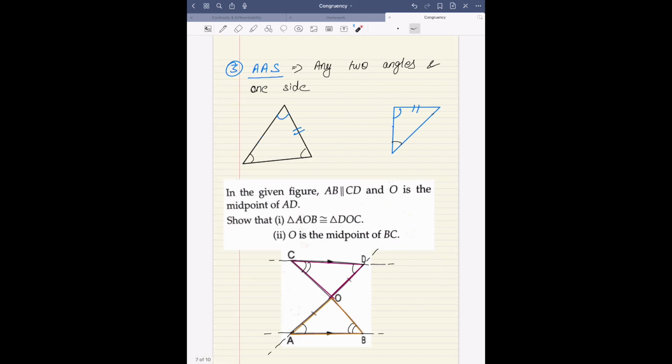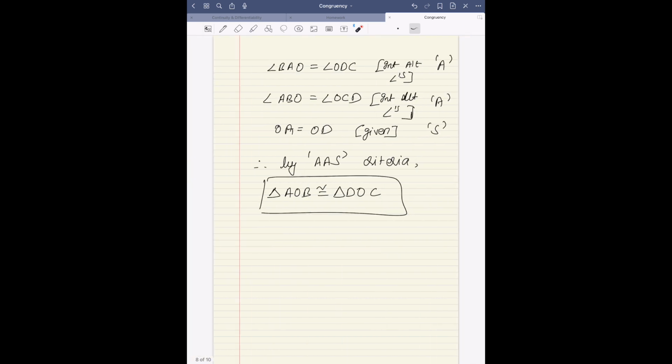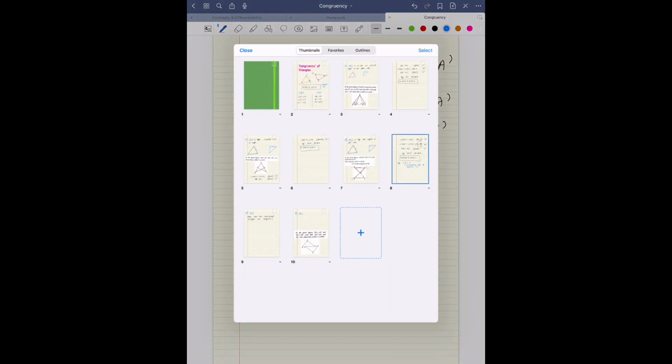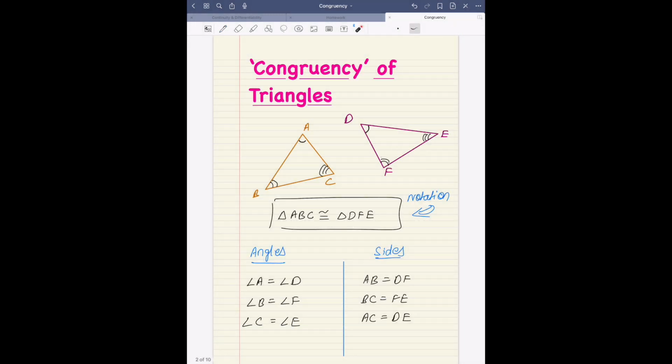Now coming to another point. Prove that O is the midpoint of BC as well. How will you prove it? New technique, by CPCT. Meaning what? CPCT means corresponding parts of congruent triangles. They are equal, right? Remember the first page. This is nothing but CPCT.